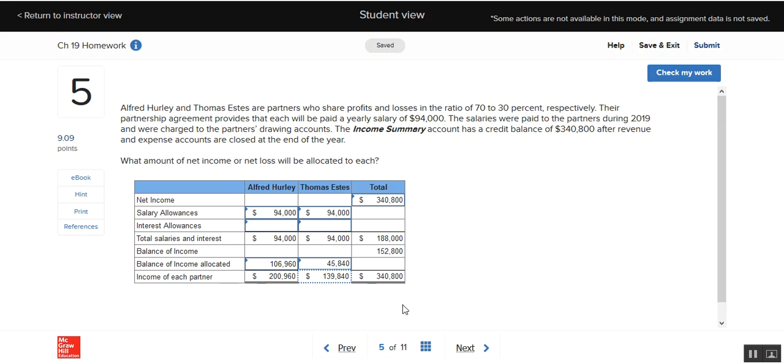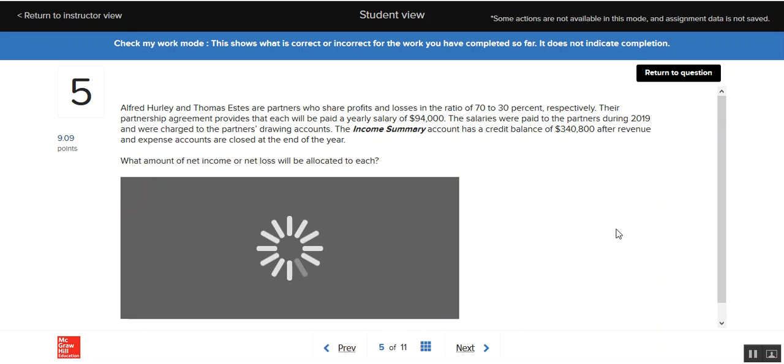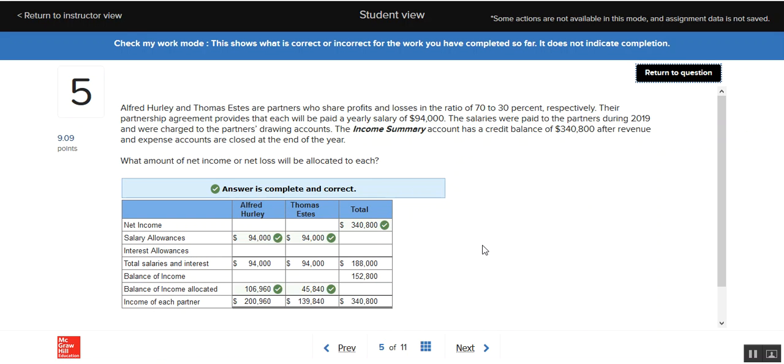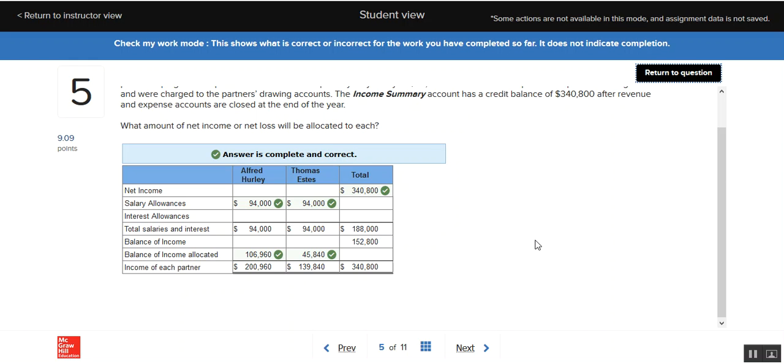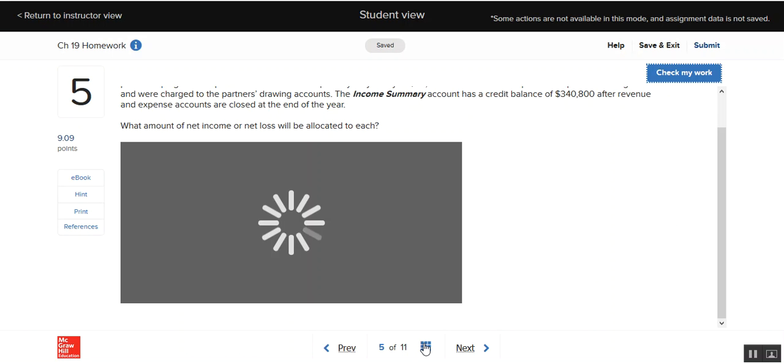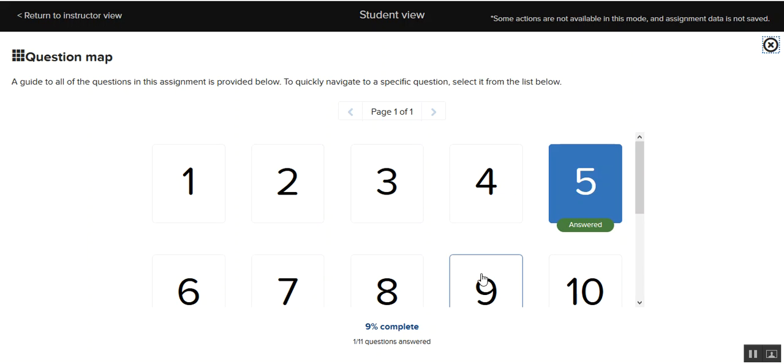Looks like Thomas gets $45,840. So when you finish that, you should end up with the income of each partner totaling to the net income, which is $340,800. So let's check that, make sure I did my math right. So yours should look similar to that. Go through the same process, just use the numbers that you have. All right, let's try another one.